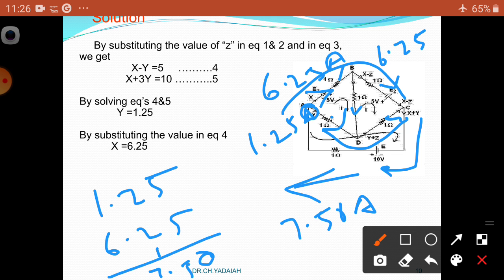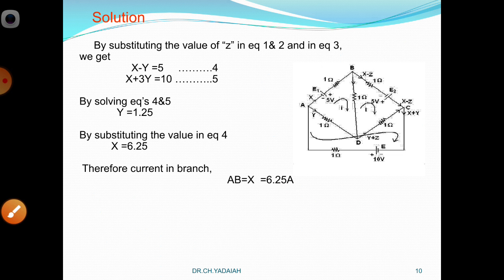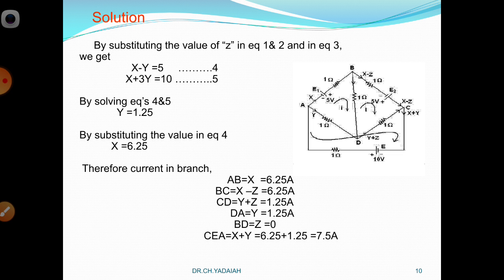So now everywhere, what is the current now? That is 7.50 amperes. So we got all the values here. So x is equal to 6.25 amperes, y is equal to 1.25 amperes, z is equal to 0. Now knowing this, we can find the current in all branches A, B, this all written simply. Okay, so this is the solution we got. Okay, so dear students, it is not difficult, but it was a lengthy problem. If you know the basics, you can easily do it. Okay, so this is one problem.